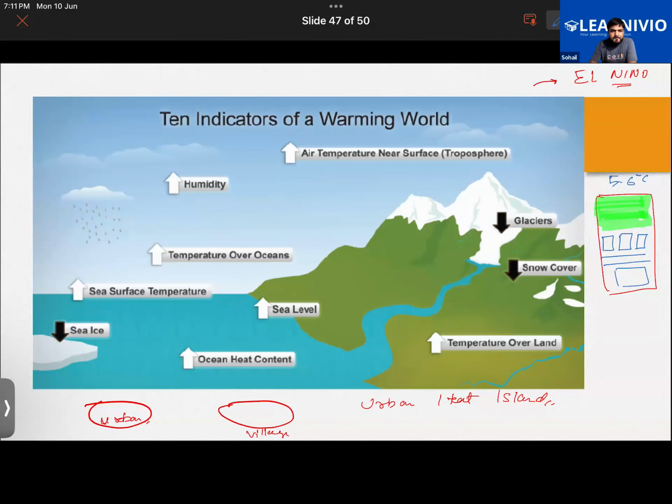Sir, I have one more question. Is it possible to completely reduce the threats of global warming?